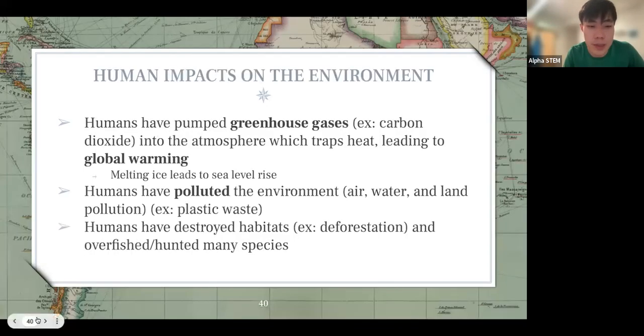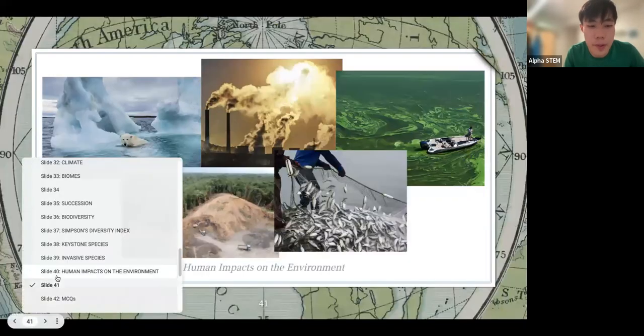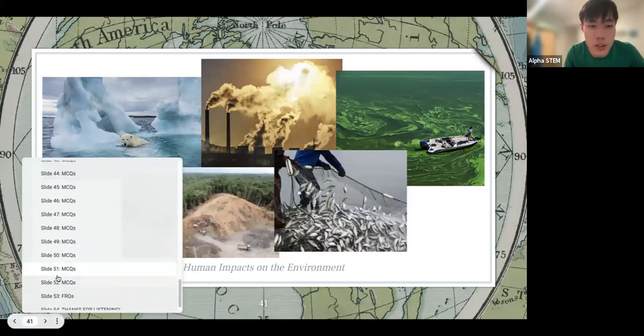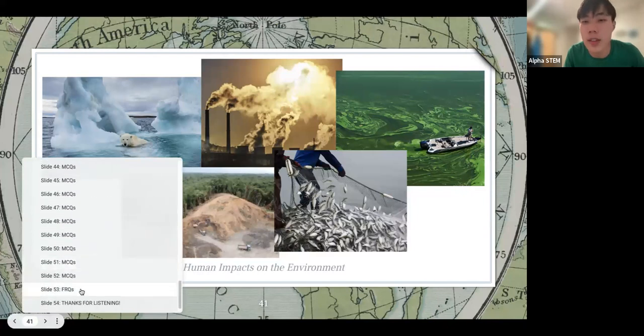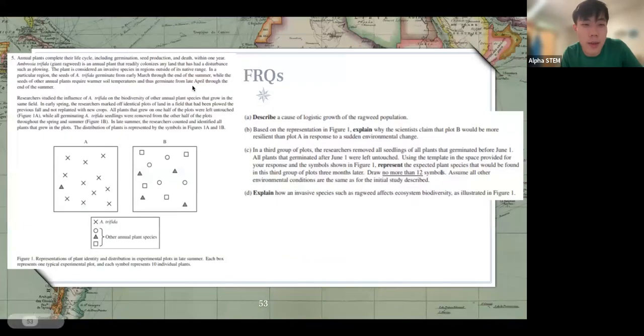Finally, human impacts on the environment include greenhouse gases, global warming, pollution, habitat destruction, and overfishing. But yeah, probably know the gist of many of these, and the details aren't very important for the AP test, because that's mostly an AP environmental science question.